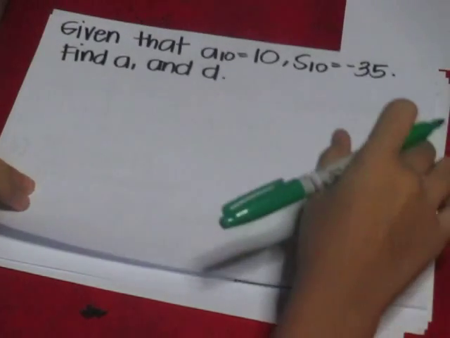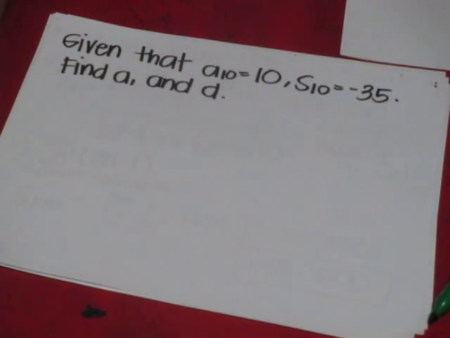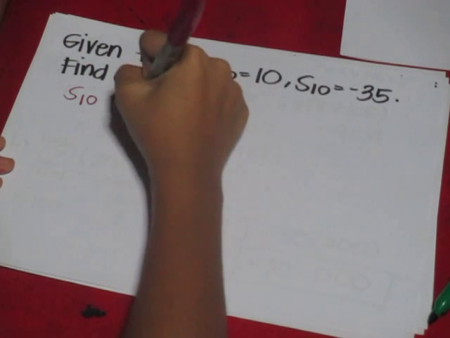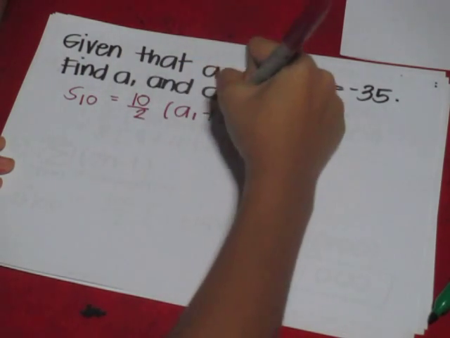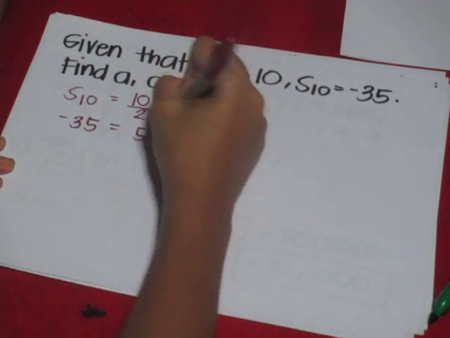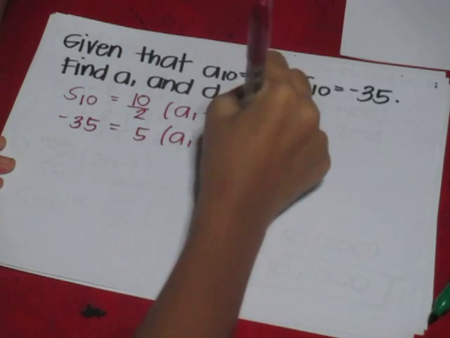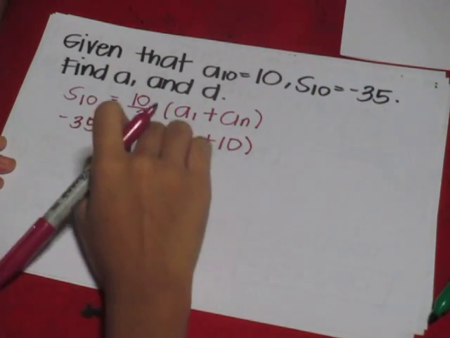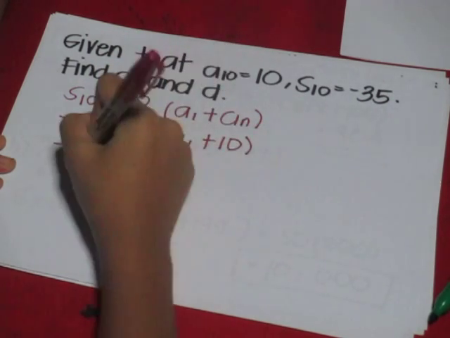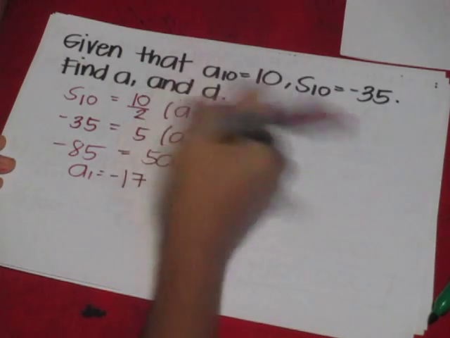Next example, we have, given that a sub 10 is equal to 10, s sub 10 is equal to negative 35, find a sub 1 and d. So that's s sub 10 is equal to 10 over 2 times a sub 1 plus 10, equal to negative 35. So we can now find a sub 1. So that's negative 85 is equal to 5 a sub 1. A sub 1 is equal to negative 7.